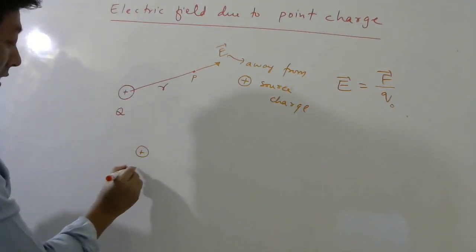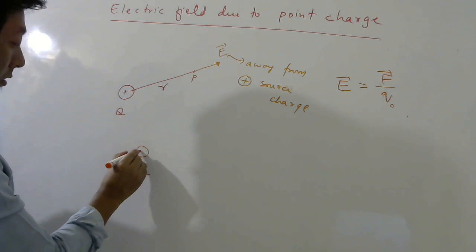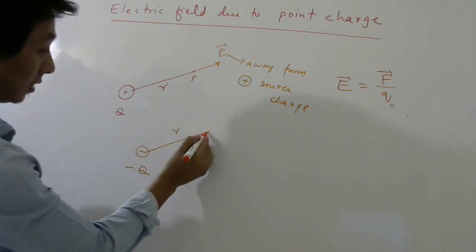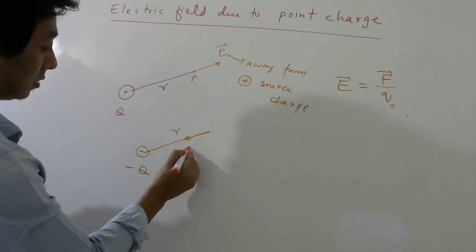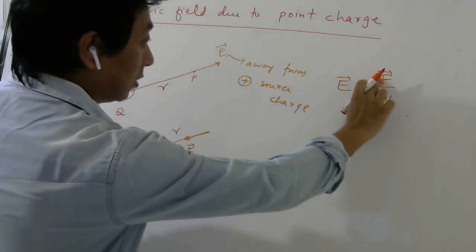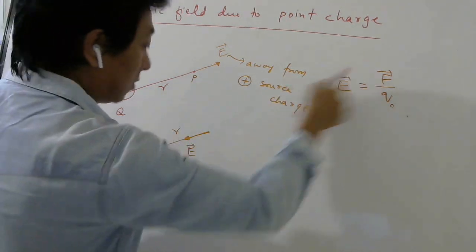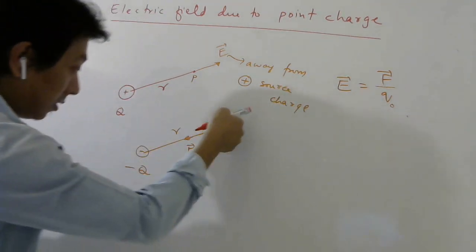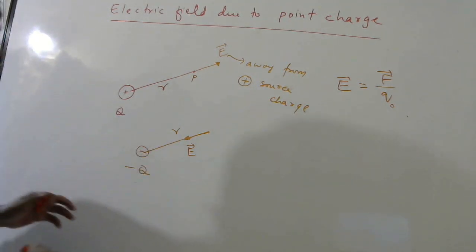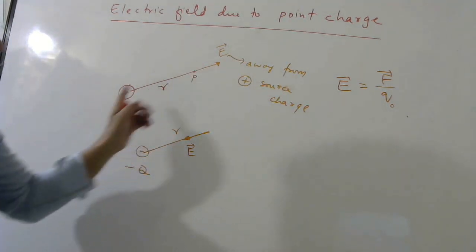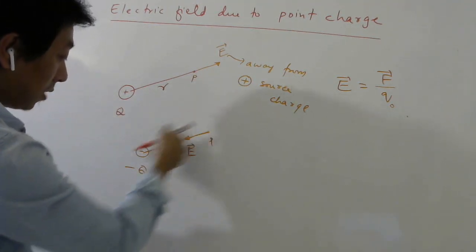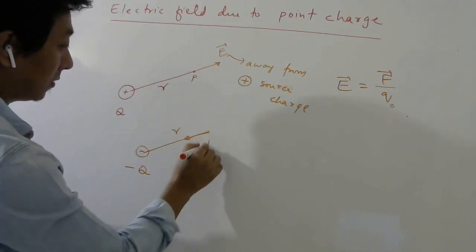Similarly, if your charge is negative, at a distance r, where will the electric field be? Towards. Why? Because if I put this Q naught here, the force will be attractive. So if the force is attractive, the electric field will be towards this negative charge. So try to remember this, students. Electric field is away from a positive charge at a point, and electric field is towards a negative charge at a point.